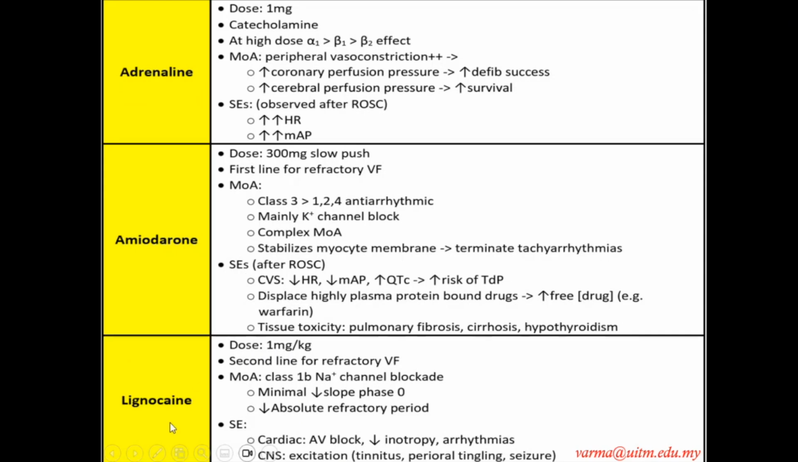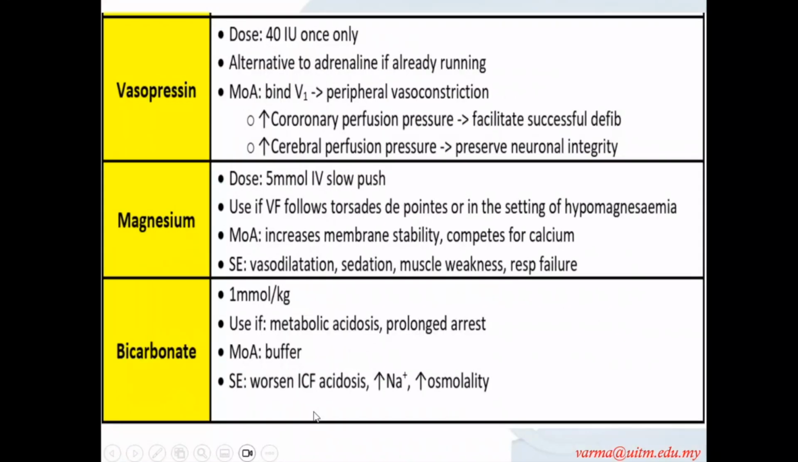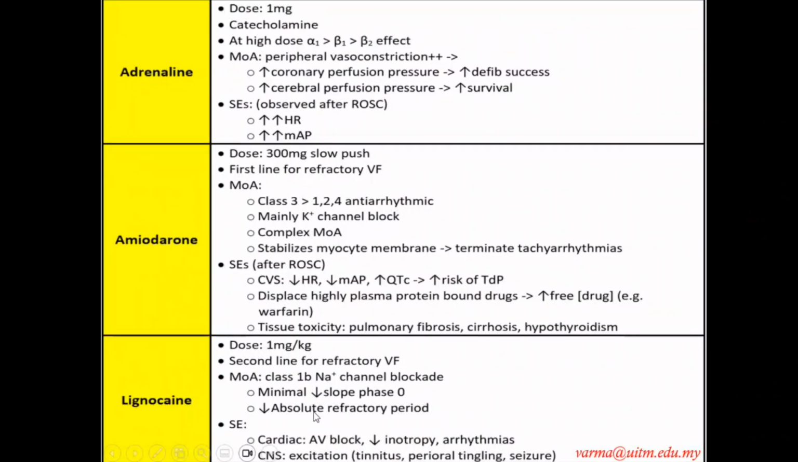Then you can talk about lignocaine. Dose is 1 to 1.5 milligram per kilogram. Second line after amiodarone for refractory VF after the 3 shocks. Mechanism of action, class 1B. What do they do? You mention here. Understand that this is a question on antiarrhythmics, so you have to mention the antiarrhythmic properties of the drugs used, like amiodarone and lignocaine. Adrenaline is not one, but it is used in VF management.